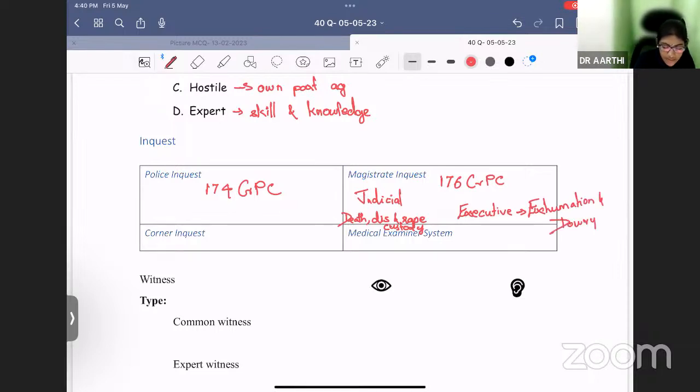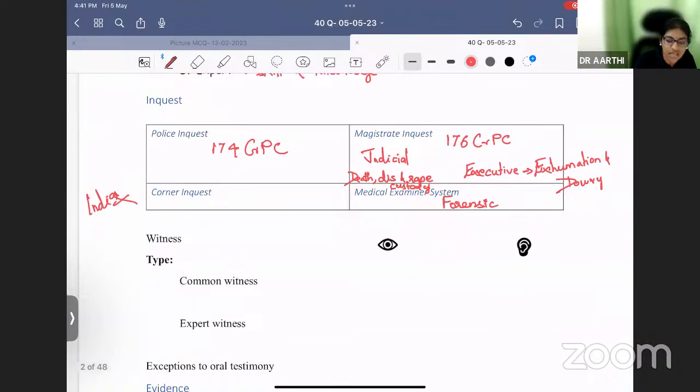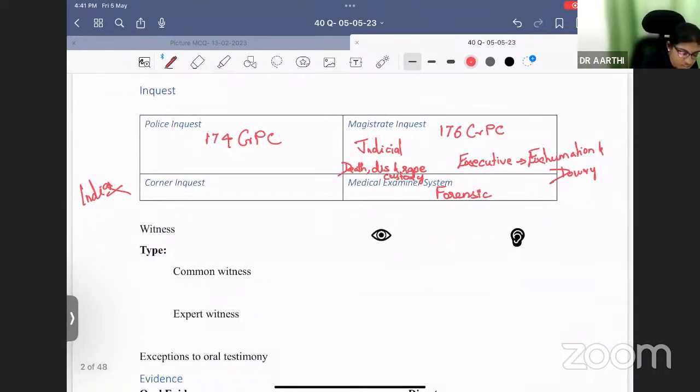Now you have the coroner's inquest and you also have medical examiner systems. These are not there in India. In the coroner's inquest, a police or legal official becomes the investigating officer. A medical examiner is nothing but a forensic expert, who becomes the investigating authority. Inquest is nothing but an investigation into the cause of death.